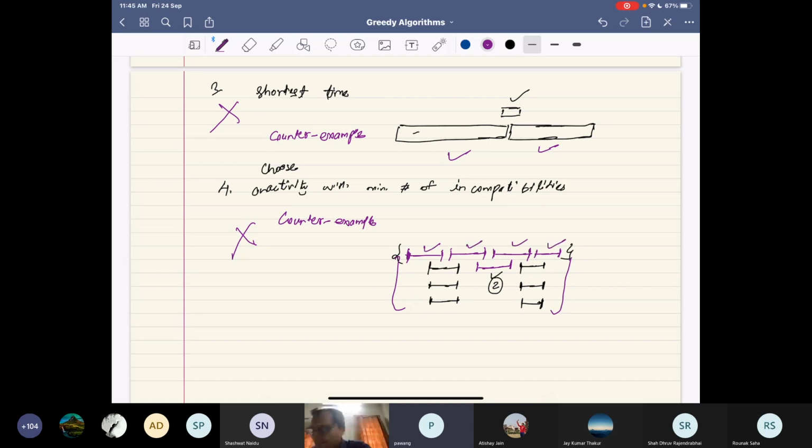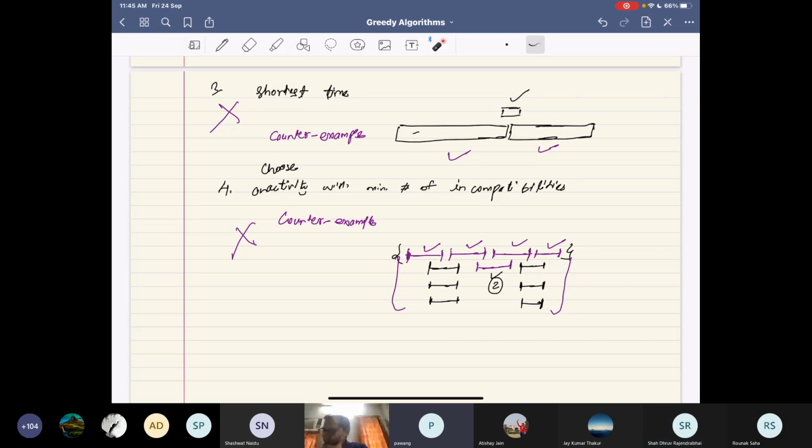Now, what is my greedy choice? The greedy choice is I will choose the activity with the minimum number of incompatibilities. Which one is that? I'll choose this. That has only 2 incompatibilities. Everyone else has more.